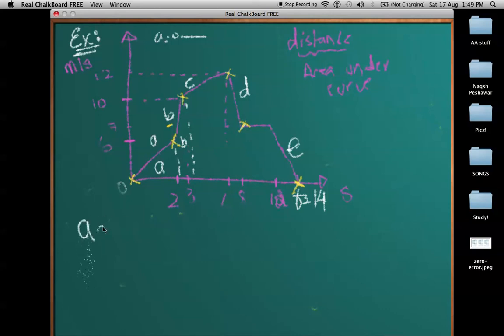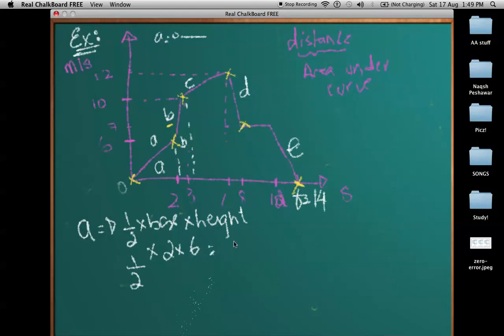So for shape A, the formula is half times base times height. Formula for area of a triangle. So let's find out the area of the triangle. Half times 2 times 6. This becomes 6 meters. So in the first 2 seconds it moved 6 meters. Now let's see how much it can move in 3 seconds. This is the 3-second mark here.